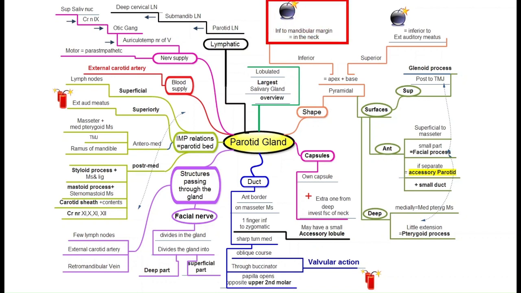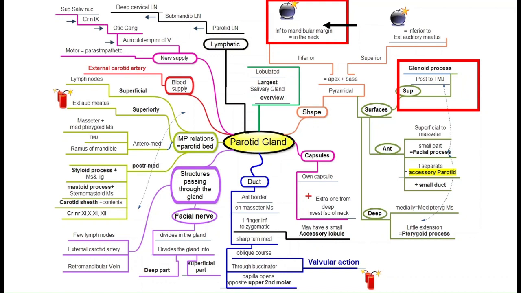Now, here is a place of problems when we said that the inferior part of the parotid gland is inferior to the margin of the mandible, and this creates a bit of confusion whether it is in the parotid or submandibular or lymph nodes.